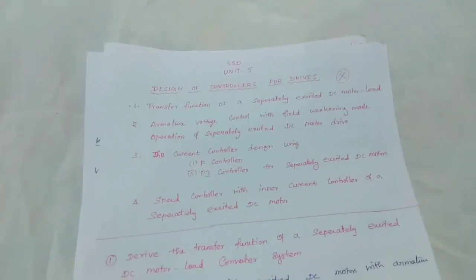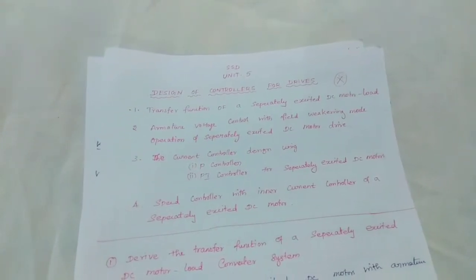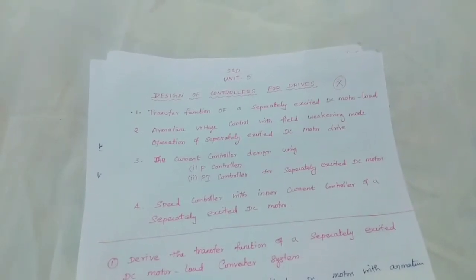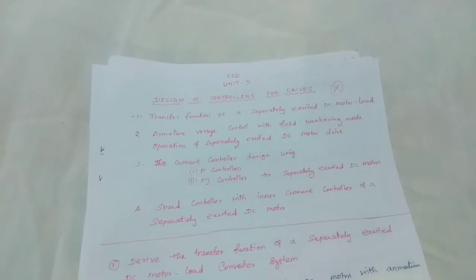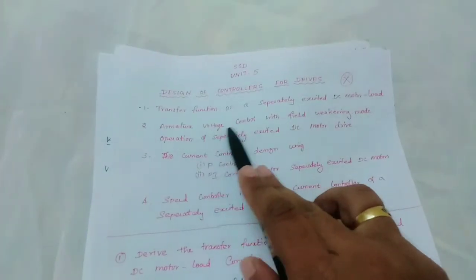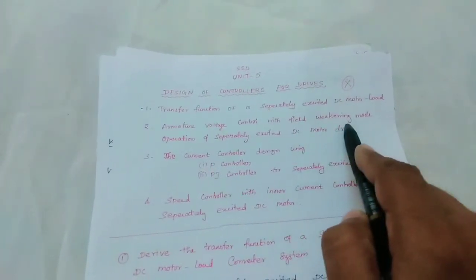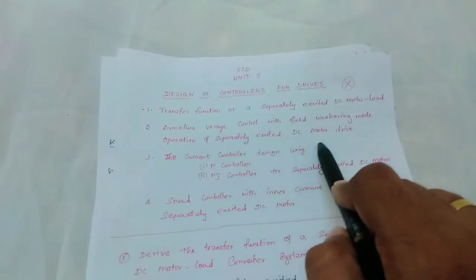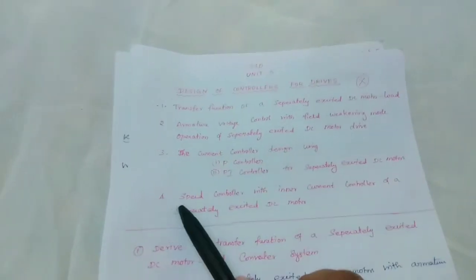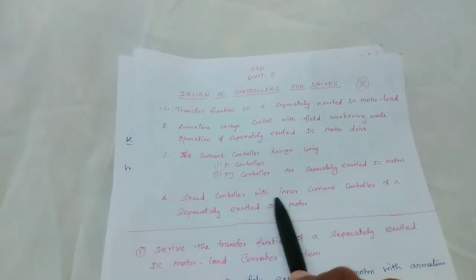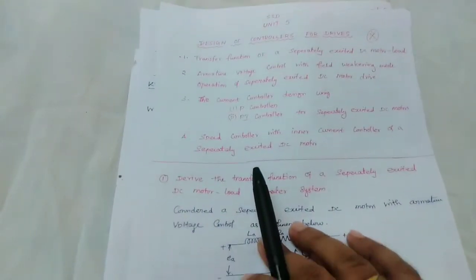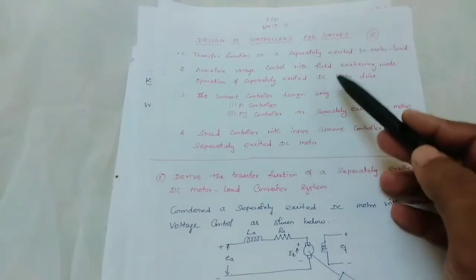Normally in this 5th unit there are 4 frequently asked questions in Anna University examinations. First topic: transfer function of a separately excited DC motor load. Second topic: armature voltage control with field weakening mode operation of a separately excited DC motor drive. Third topic: current controller design using P controller and PI controller. Fourth topic: speed control with the inner current control of a separately excited DC motor. In these 4 topics we are going to see one by one.